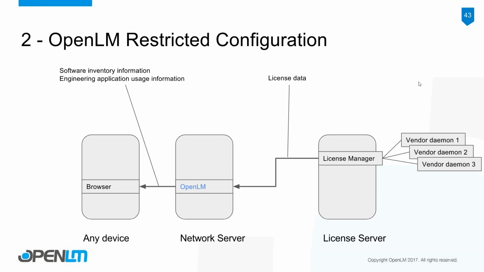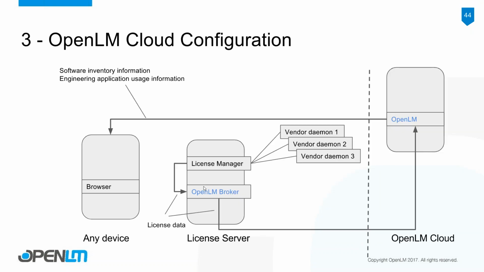Now this is the restricted configuration, which is the second mode of deployment. It's similar to the standard configuration, except that OpenLM broker is not used here. You see, it's the license manager straight to OpenLM. So without a broker, some data cannot be retrieved. Denial information, for example, cannot be retrieved. So it's only used in cases where it isn't possible to install anything on the license server. That's why it's restricted.